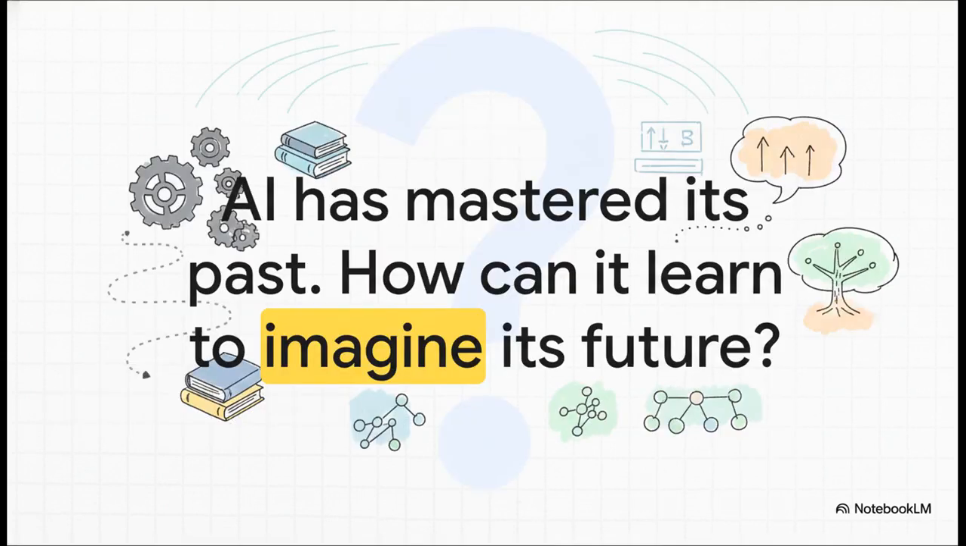So it's clear AI has gotten incredibly good at learning from its past. And that leaves us with this one really big forward-looking question, right? What's the next big thing? What's the breakthrough that's going to let AI not just learn from what has happened, but to actually imagine and plan and learn from a future that doesn't even exist?